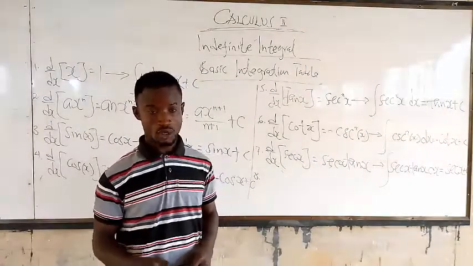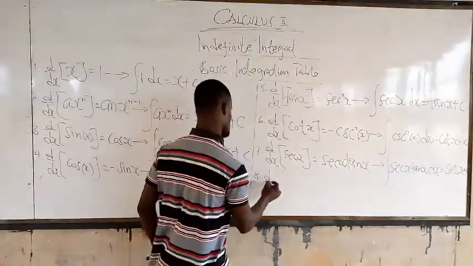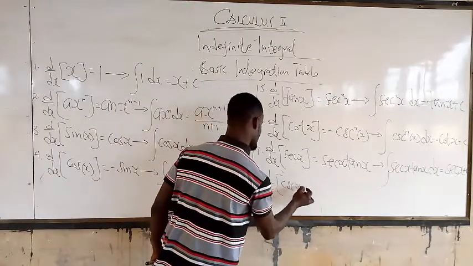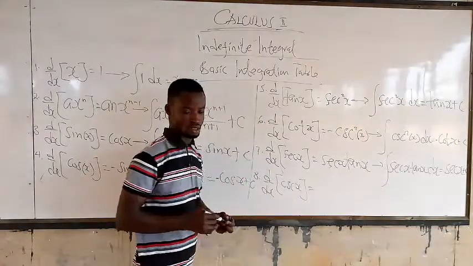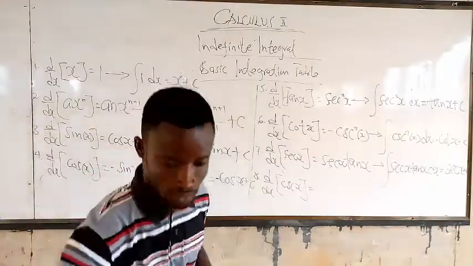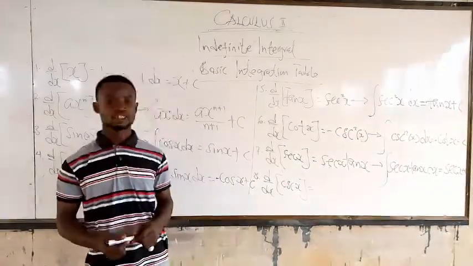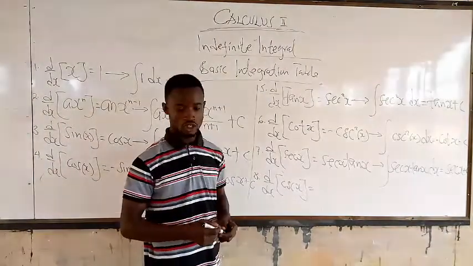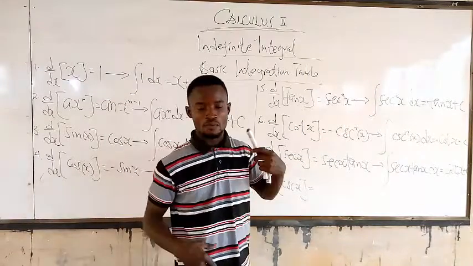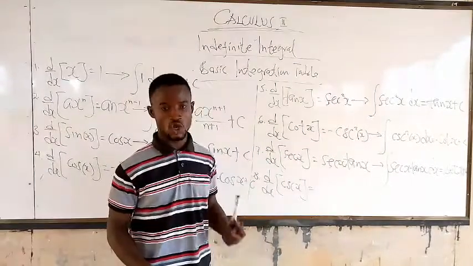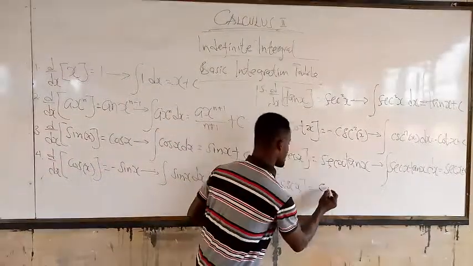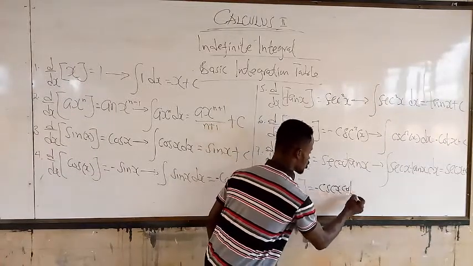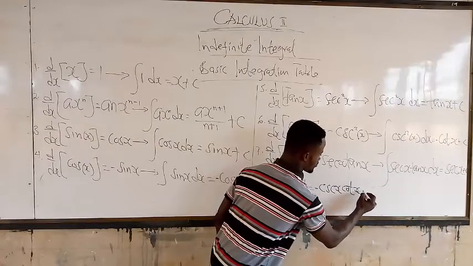Let's go to cosec. When you differentiate cosec S, you are going to get negative cosec S cot S.